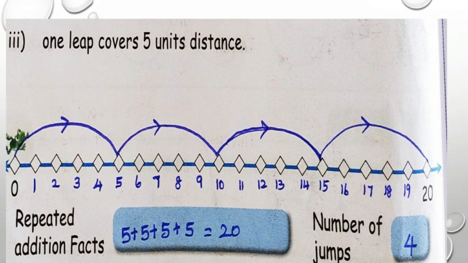One leap covers 5 units distance. Starting from 0, 1 leap covers 5 units. So 0 to 5 is 1 leap, and 5 to 10 is another leap, and 10 to 15 is a third leap, and 15 to 20 is a fourth leap. So how many leaps? It's 4 leaps, and it covers 20 units. So 5 plus 5 plus 5 plus 5 is equal to 20.